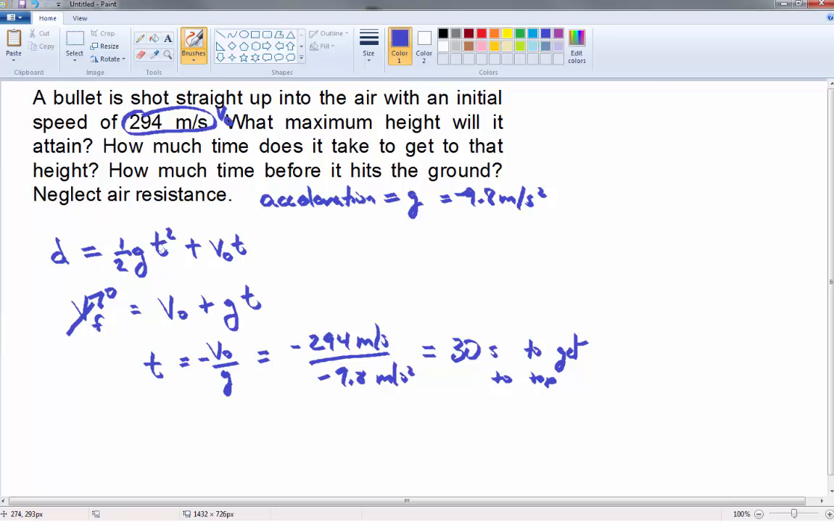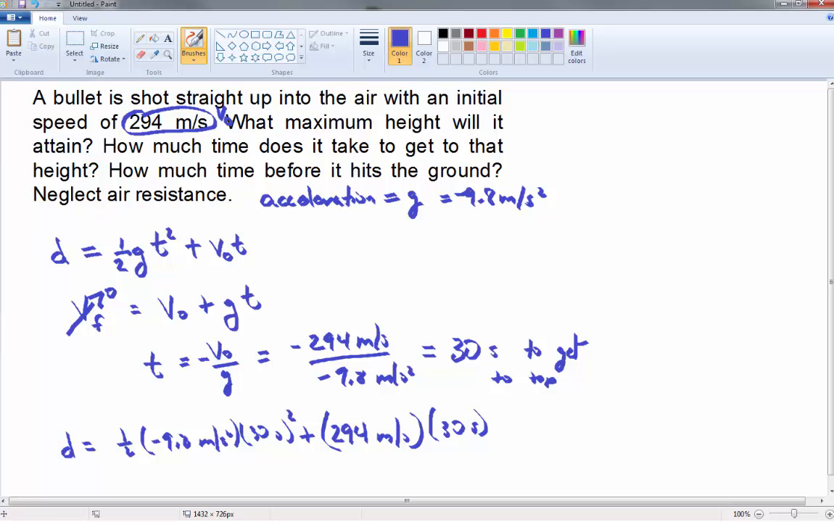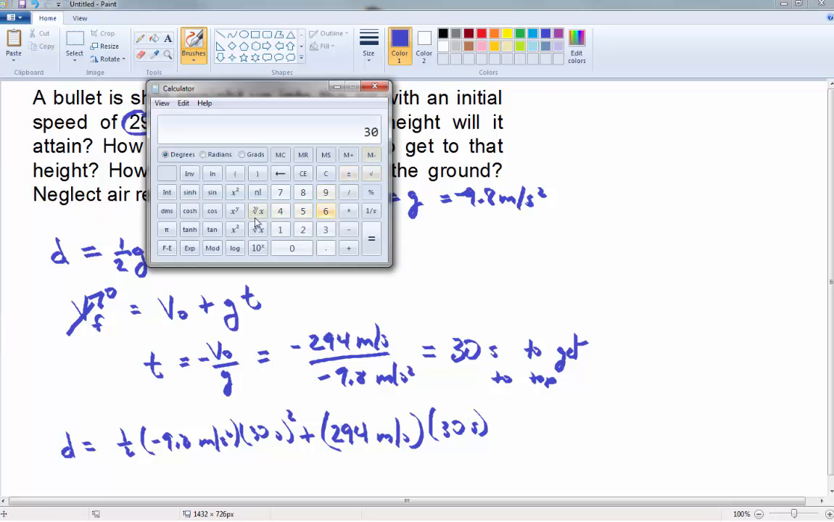And so you'd end up with d is equal to 1/2 of negative 9.8 meters per second squared times 30 seconds squared plus 294 meters per second times 30 seconds. So let's plug those guys in. So we had 30, we'll go ahead and square it, we'll multiply it by 9.8, make sure that's a negative, then we multiply that by 1/2, so divided by 2.